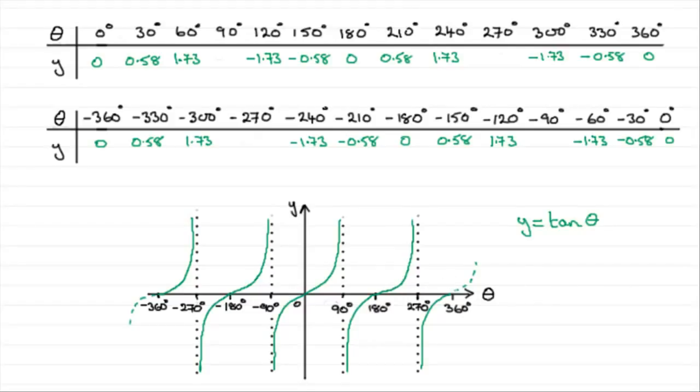We have what is called asymptotes. The curve approaches these values. Now it's also worth noting that this graph is periodic. Each one of these patterns repeats every 180 degrees. So it's periodic with a period of 180 degrees.